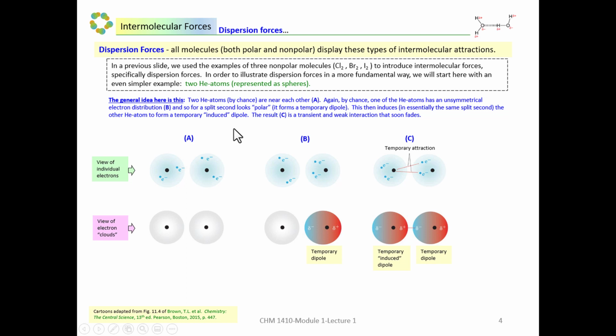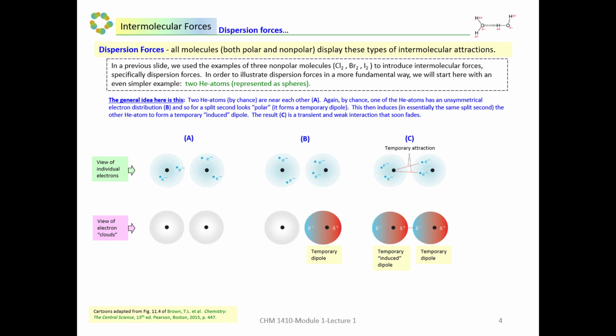Suppose two helium atoms, by chance, are near each other, and that's supposed to be depicted in column A. There's two descriptions of the helium atoms in column A. In the top cartoon, we have the two helium atoms. The dark dots are the nuclei of the helium atoms. Remember, helium atoms only have 2 electrons each. And in this cartoon, remember, electrons are randomly distributed in what could be called an electron cloud.